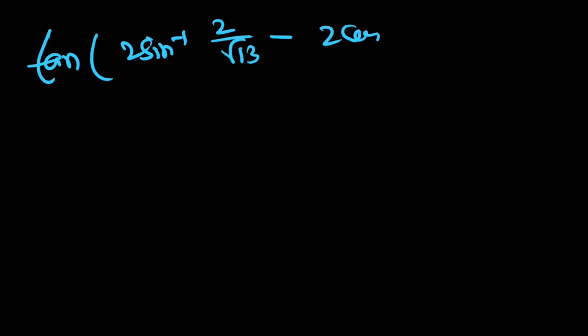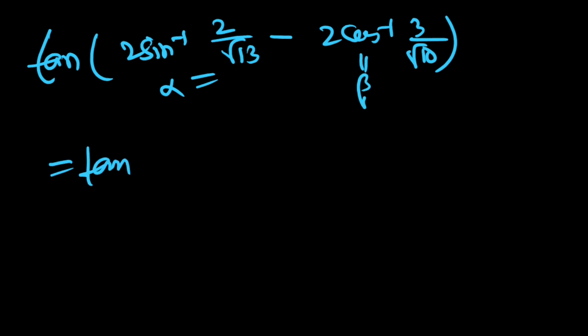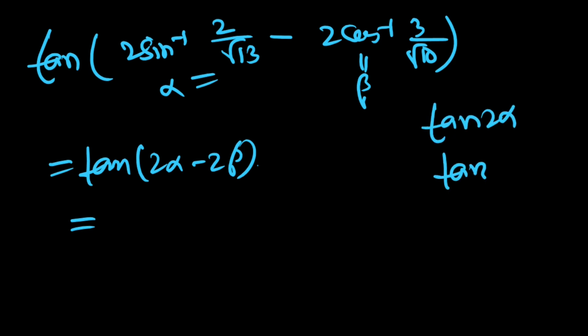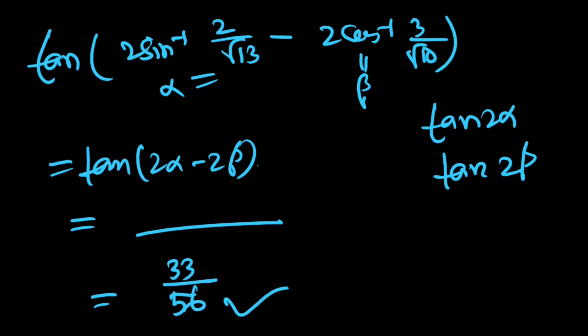Therefore overall, in the question, our term is sin inverse 2 over root 13 minus 2 cos inverse 3 over root 10. So we assume that this sin inverse is equal to alpha, this cos inverse is equal to beta, then this expression becomes tan 2 alpha minus tan 2 beta. Then we expand using the tan (a minus b) formula, then we find the values of tan 2 alpha and tan 2 beta and put their values here, and we get the answer 33 over 56. That is the answer.